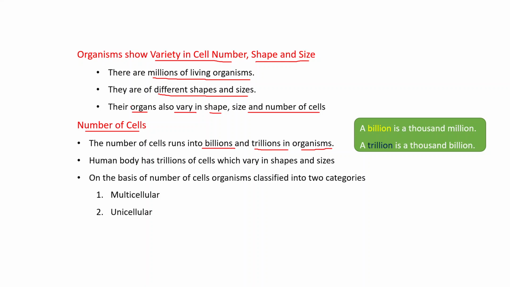Now, what is the meaning of this billion and trillion? A billion is 1,000 million and a trillion is 1,000 billion. The human body has trillions of cells which vary in shapes and sizes. On the basis of number of cells, organisms are classified into two categories, multicellular organisms and unicellular organisms.